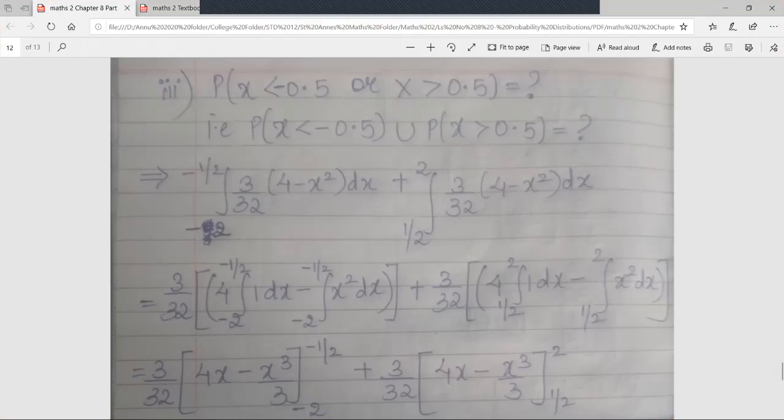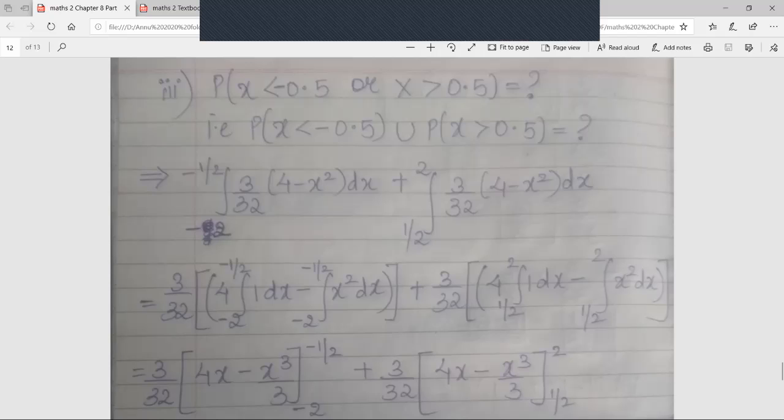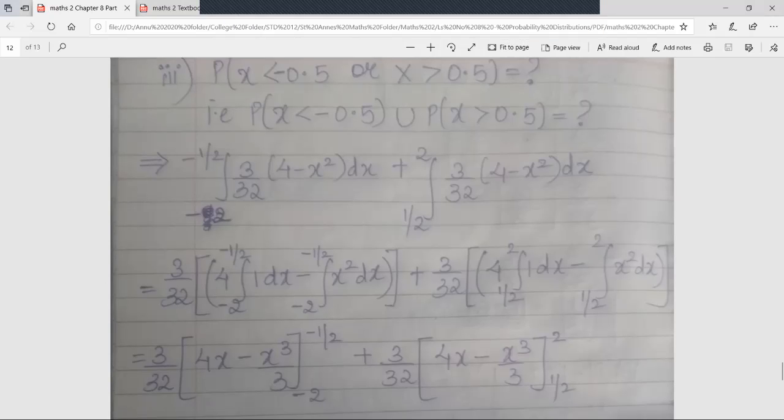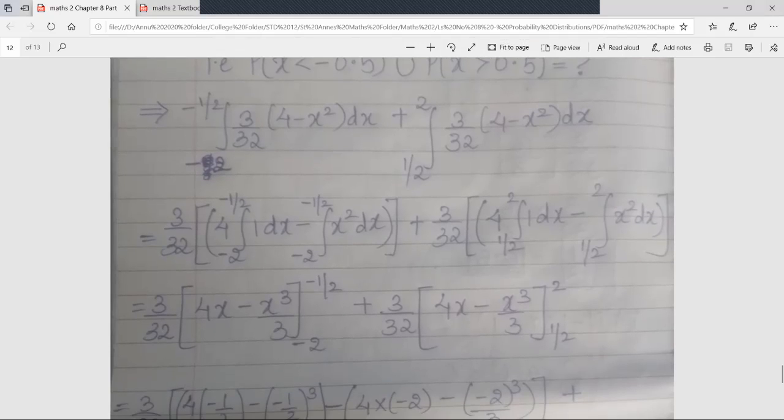So the question is f of x equals 3 upon 32 times (4 minus x square) dx. In the similar manner, they are telling us x is greater than 0.5, so greater than half, and again we can go up till positive 2. So I will take half to 2 and then again I'll write the entire question. Now, in the same pattern, class, you will be solving 2 questions at one time, one this side and one that side.